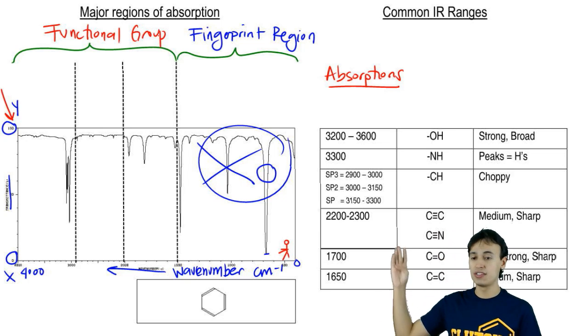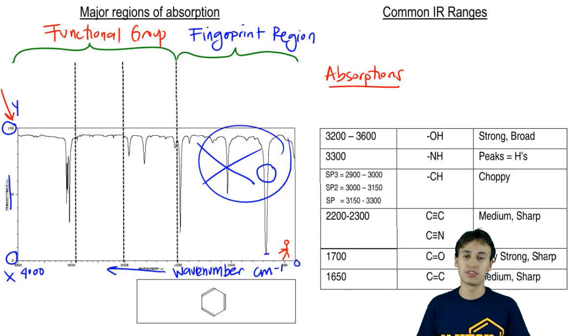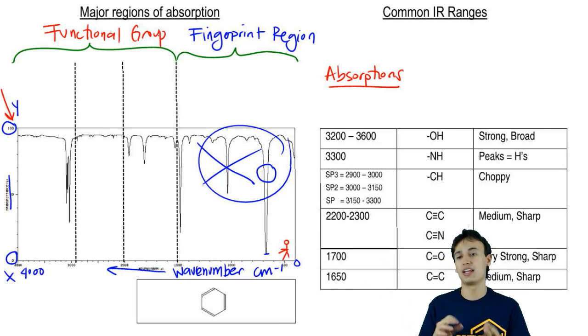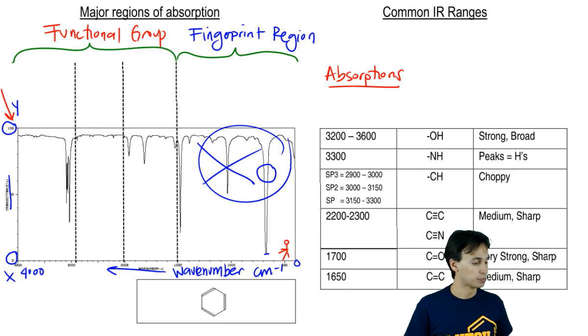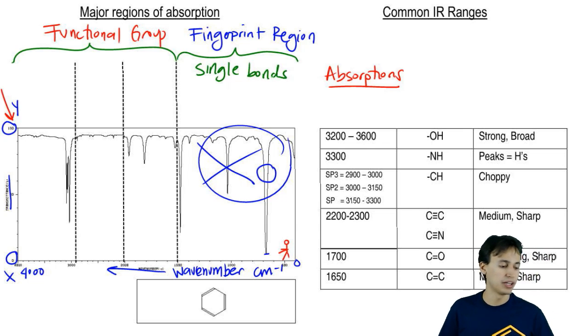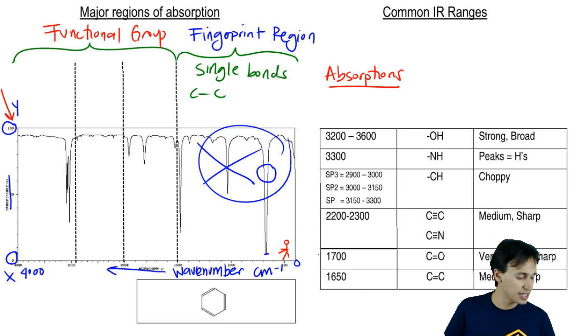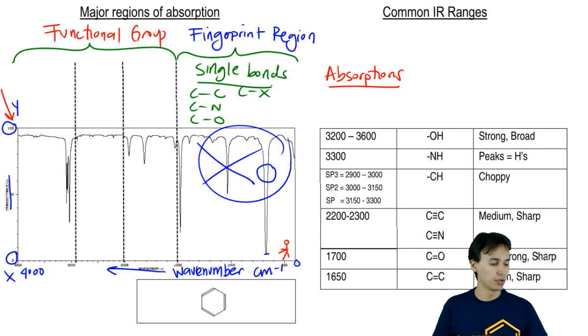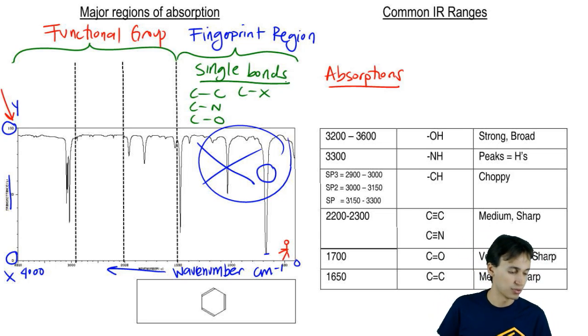Now you notice that I also have these lines in between in different areas on the spectrum. These lines represent different types of bonds that I can see in the spectrum. So the fingerprint region is going to be the region where we see single bonds, okay? So I'm just going to write this here, single bonds. And this is where bonds like C single bond C, C single bond N, C single bond O, C single bond X come in, recall that X is a halogen, right? So single bonds are going to result in that region of the spectrum, okay?